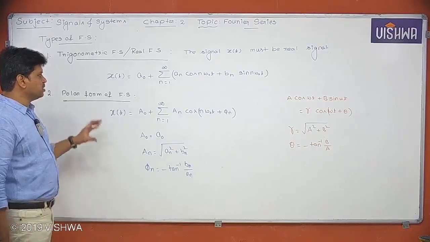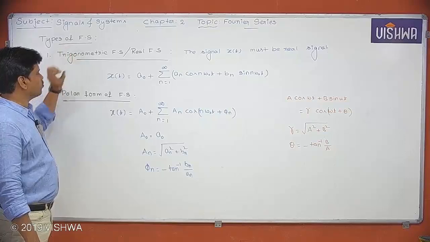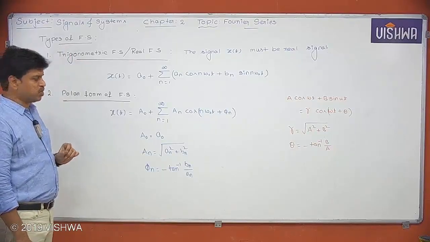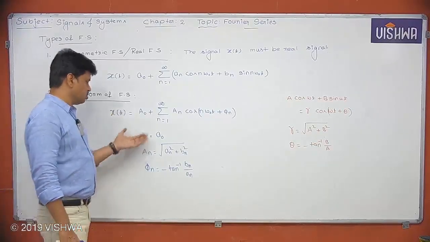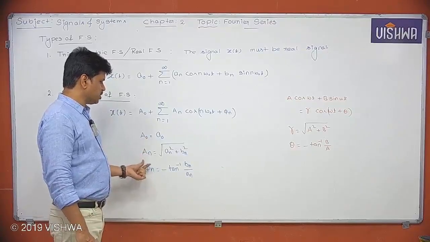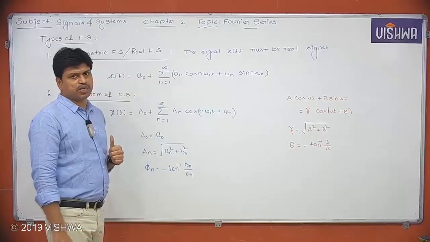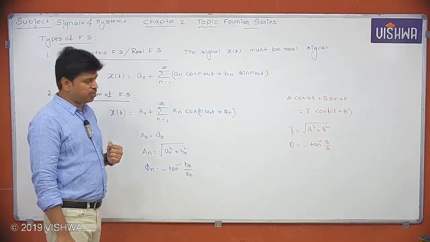So remember, this is not a new Fourier series. It is actually derived from the trigonometric Fourier series. These are called Fourier series coefficients, and to find them we are using the Fourier series coefficients of the trigonometric Fourier series only. I hope you understood. Take it.